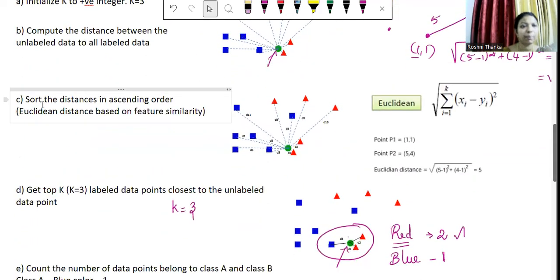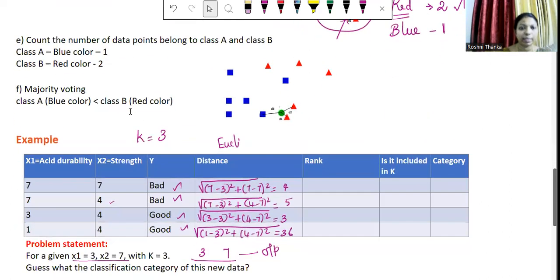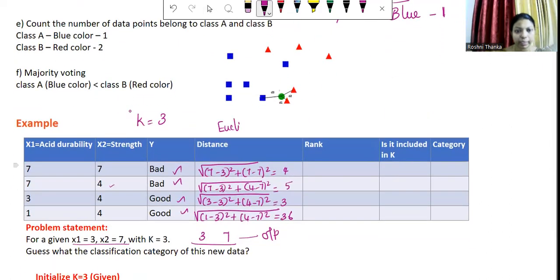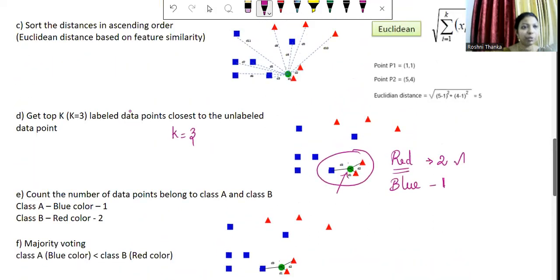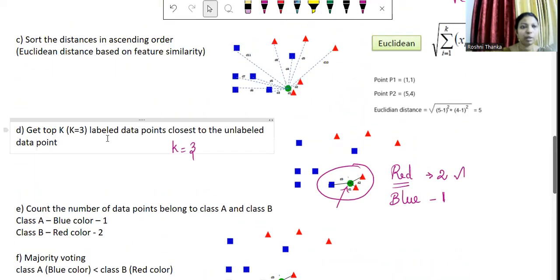What is the third step? Now we want to sort the distances in ascending order. So let us start sorting. Who will get the first rank? This is the first one. We are sorting in ascending order. This is the first one, and this is the second one, third one, and the fourth one. So we sorted it. What is the next step we have to do? Get the top k values.